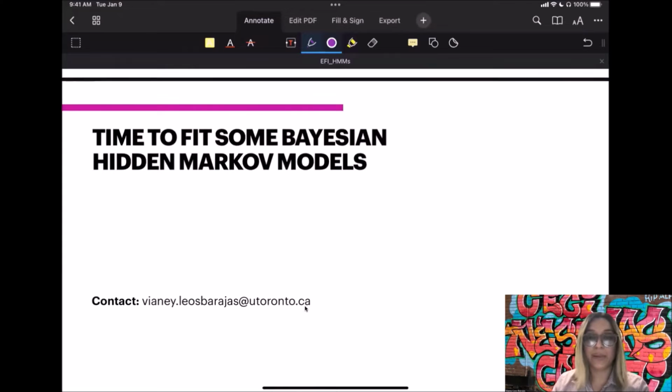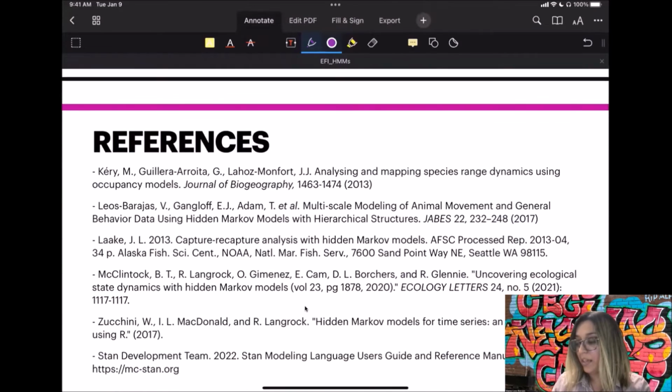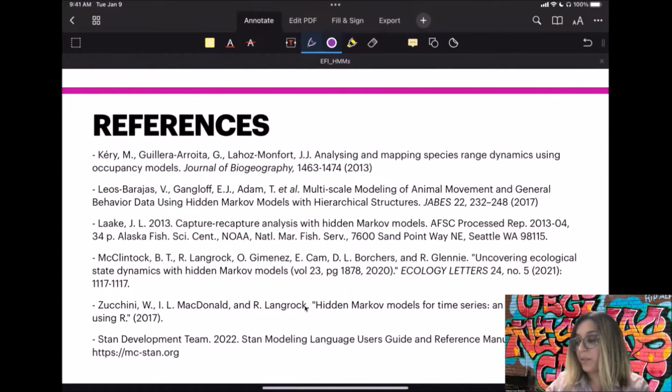Okay. So time to fit some Bayesian hidden Markov models. These slides are also available on GitHub, along with a few references. But I would also encourage you to go again to Teo Michelot's presentation on animal movement, because he also covers hidden Markov models and provides some good resources.